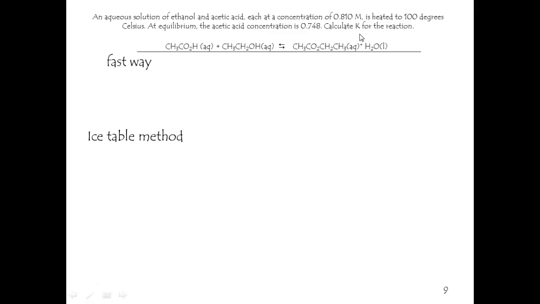You can see that we're going to use stoichiometric relationships to deduce a lot of things here. Calculate K for the reaction. So set up the equilibrium constant expression. Does anything get omitted? You betcha, water. Do we need any exponents? No, coefficients are all 1. So there's our setup.